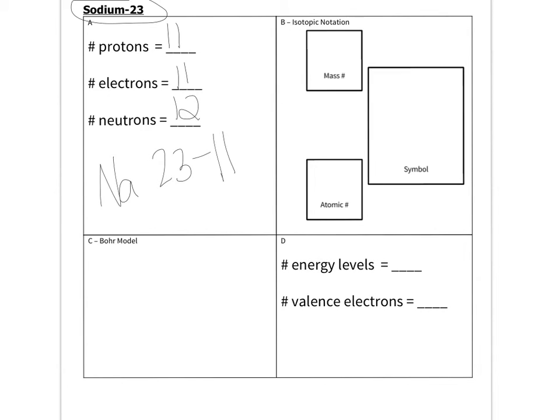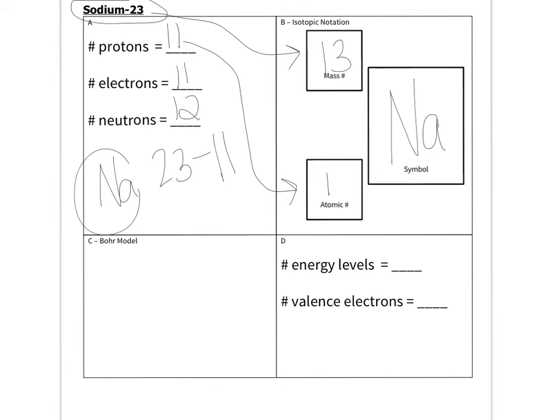Isotopic notation. We got our symbol. It goes in this spot. Upper left-hand corner is our mass number. So we'll put 13 right there. And atomic number is our protons. So we'll put 11 to the lower left.